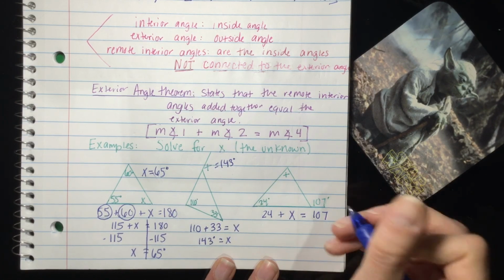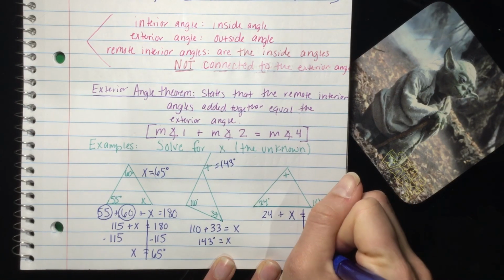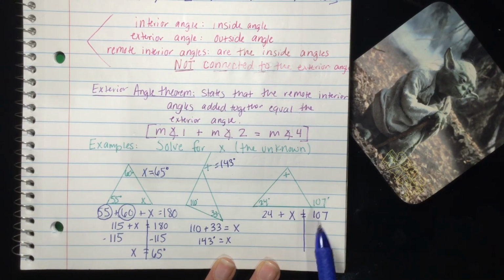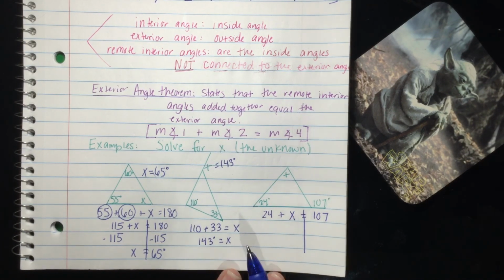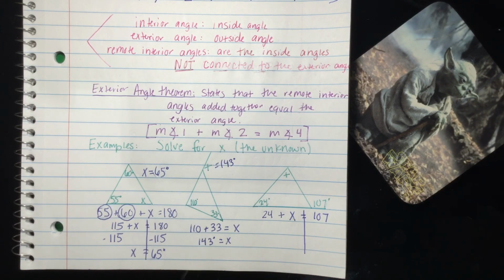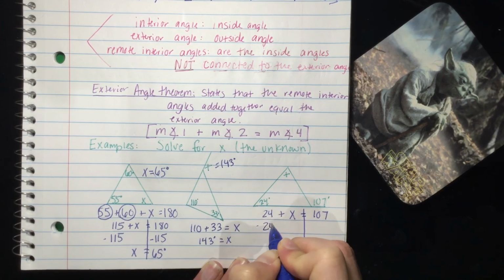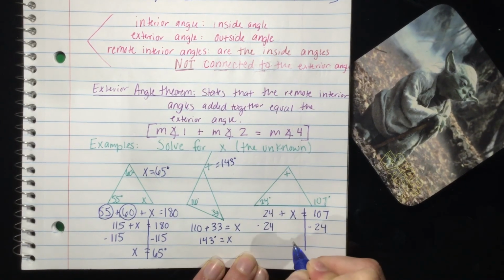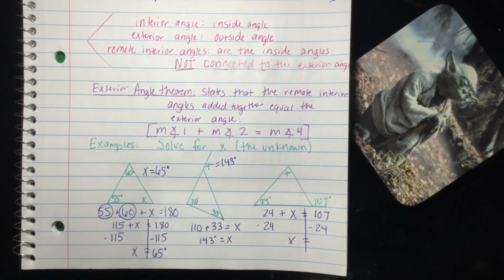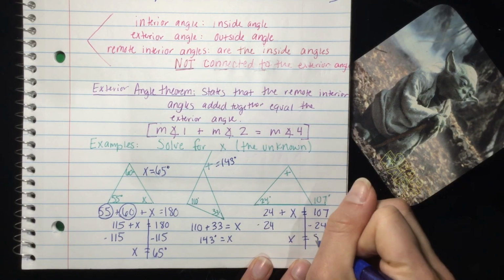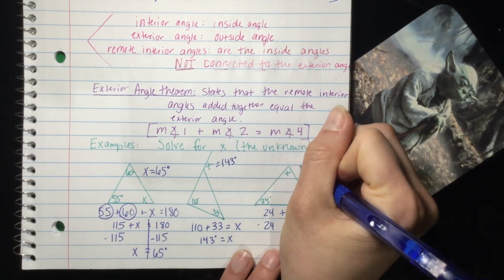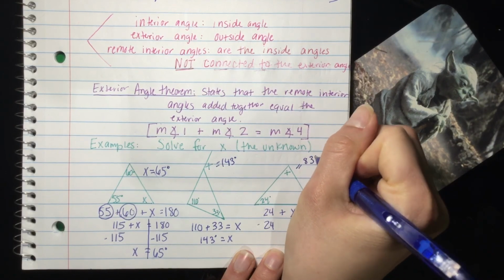Like I said, you're not getting rid of them. You're going to draw a line down the equal sign. You're going to find the side with the variable, find the number not attached to the variable, and then perform the opposite operation. So, opposite of positive 24, you subtract 24, and then x equals 107 minus 24, and that is 83. So x is 83 degrees.